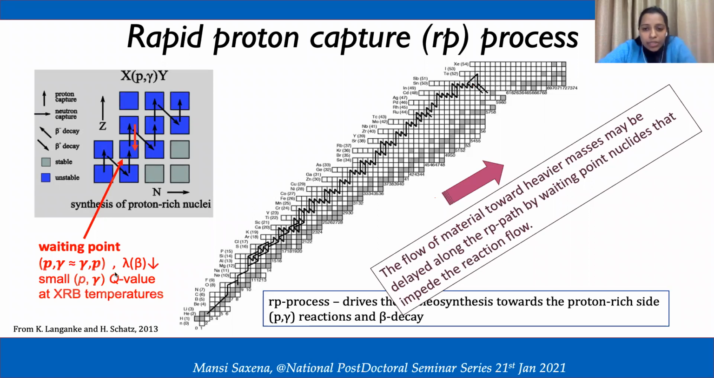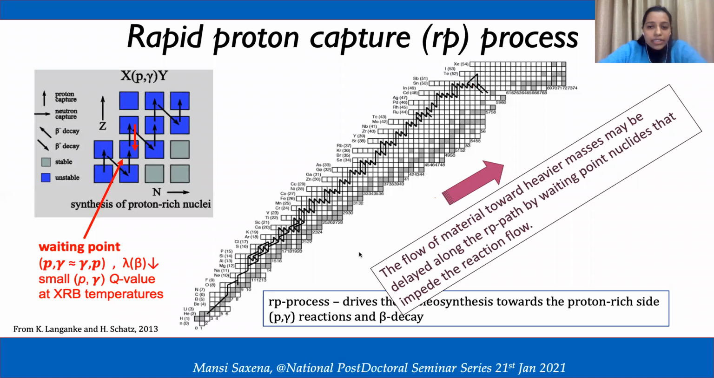So naively speaking, what does this mean? That the reverse reaction rate is now comparable, so that it will quickly remove the proton that was just added, inhibiting further proton capture and essentially delaying the reaction flow. So typically nuclides with either negative or small values of the (p,gamma) Q values, and also relatively longer beta decay half-lives, are referred to as waiting point nuclides.